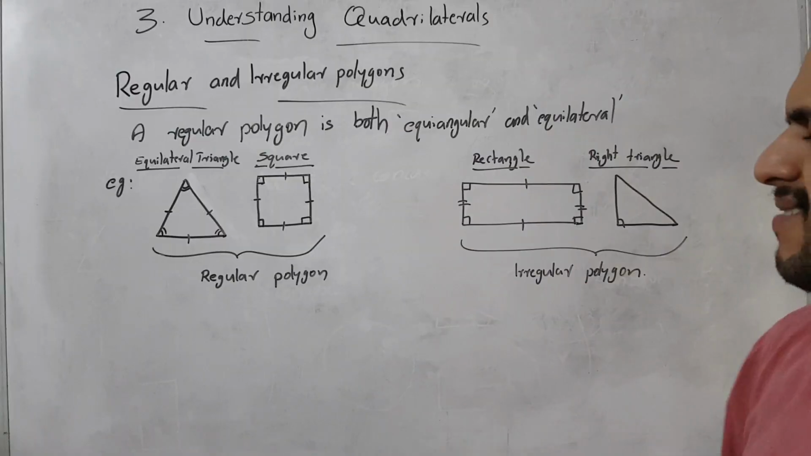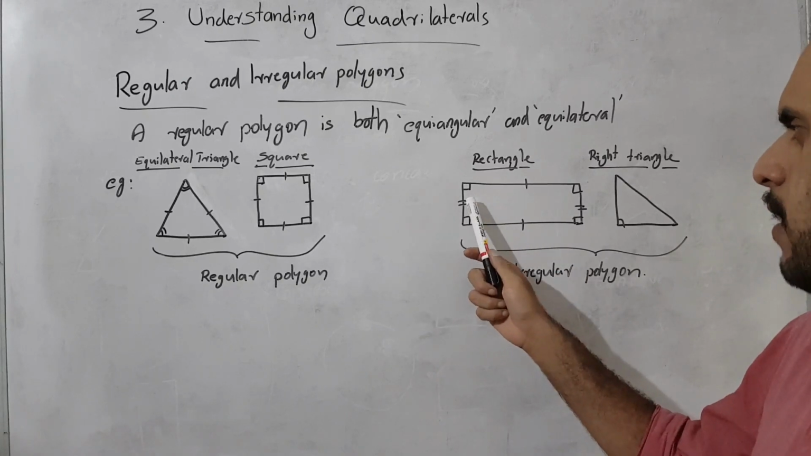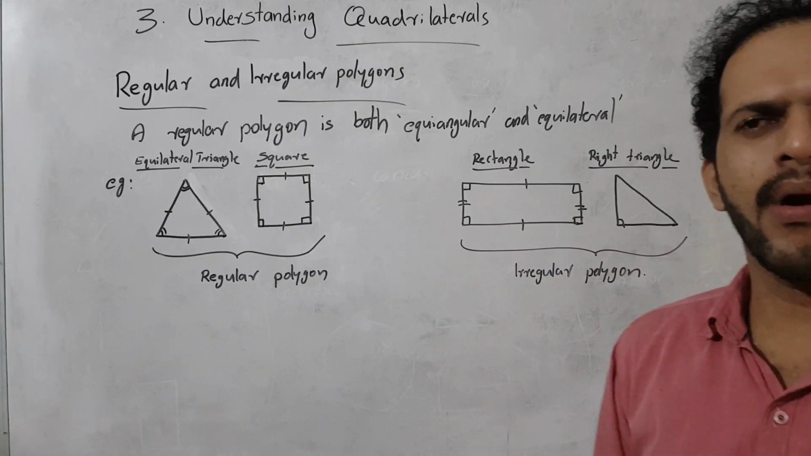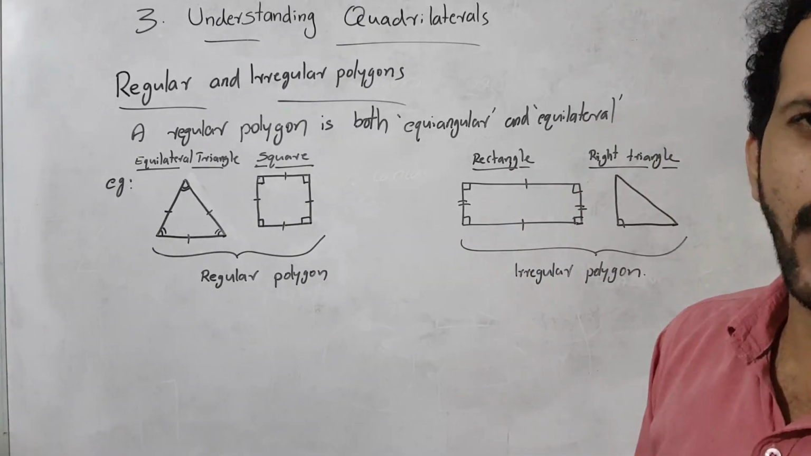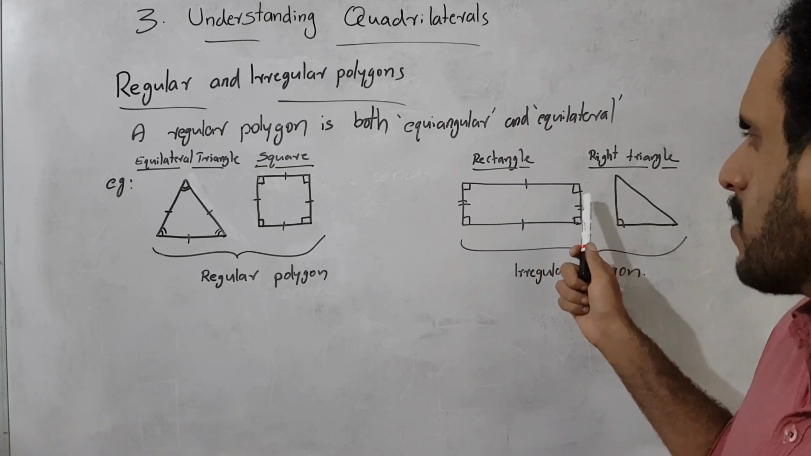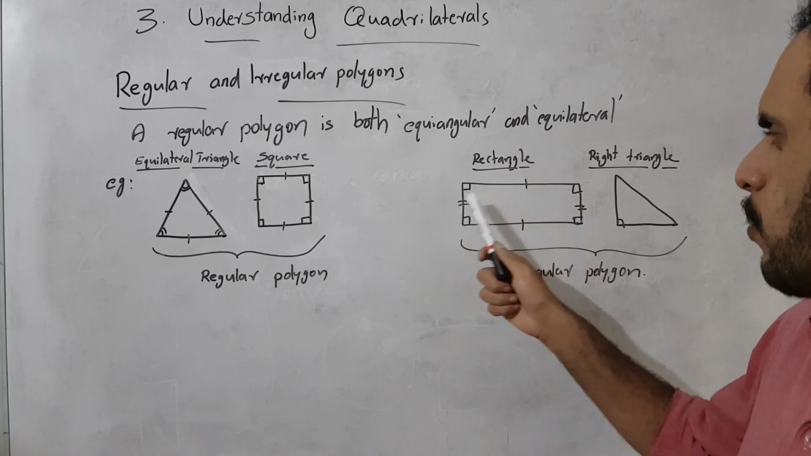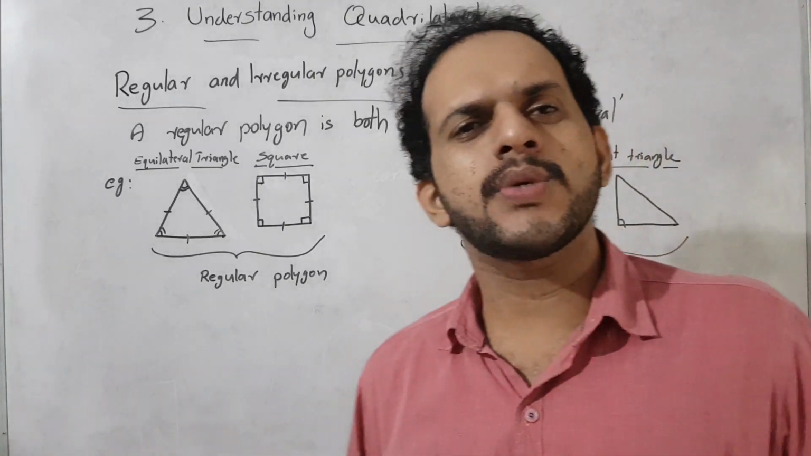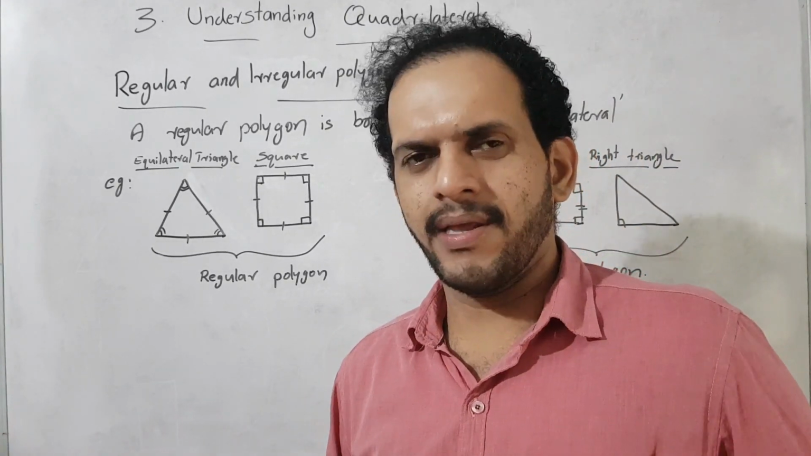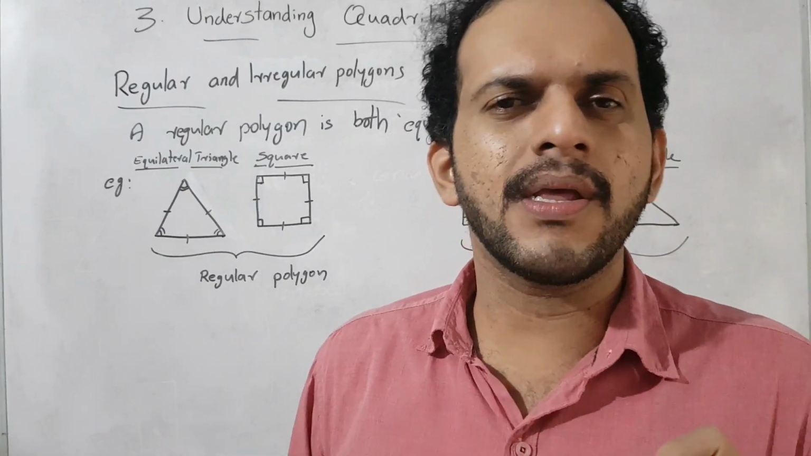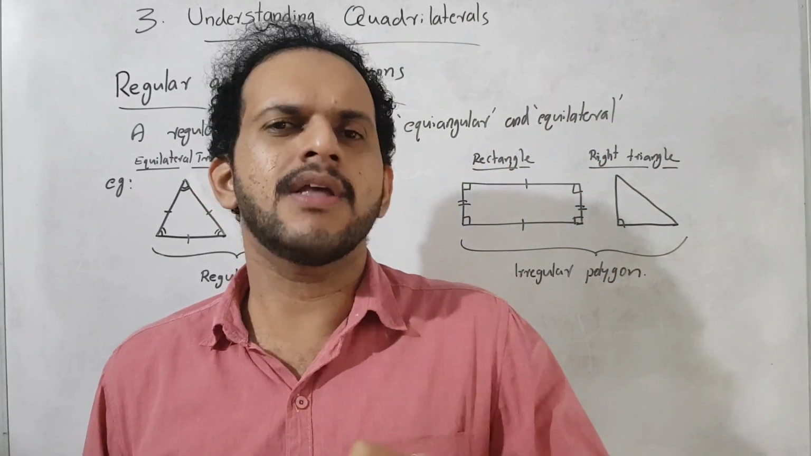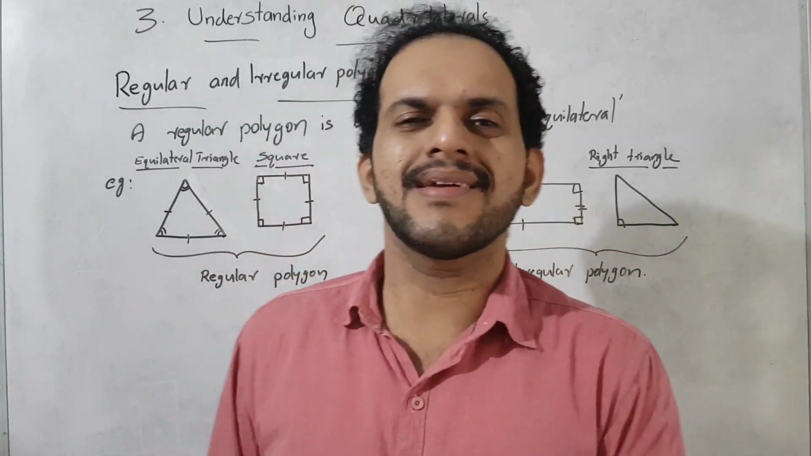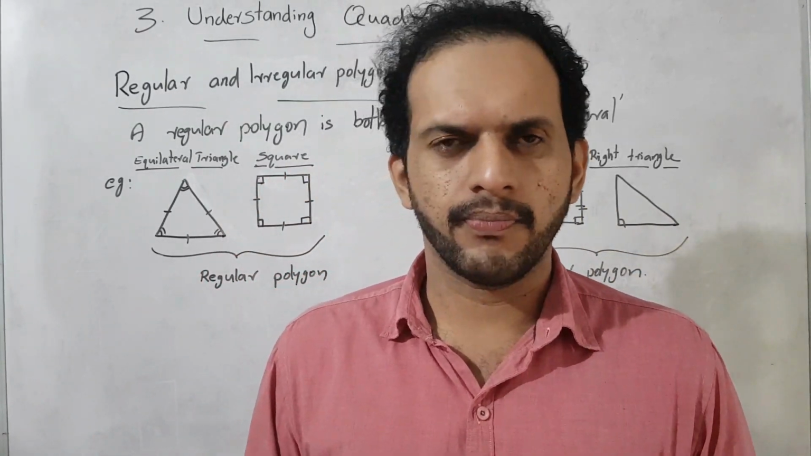Irregular polygon. The example: rectangle. In a rectangle, we know that all angles are equal, correct? All angles are 90 degrees, so it is equiangular. But all sides are not equal. Only opposite sides are equal, correct? So it does not satisfy equilateral. The rectangle does not satisfy the property equilateral; it satisfies only the property equiangular. So we consider the rectangle an irregular polygon.